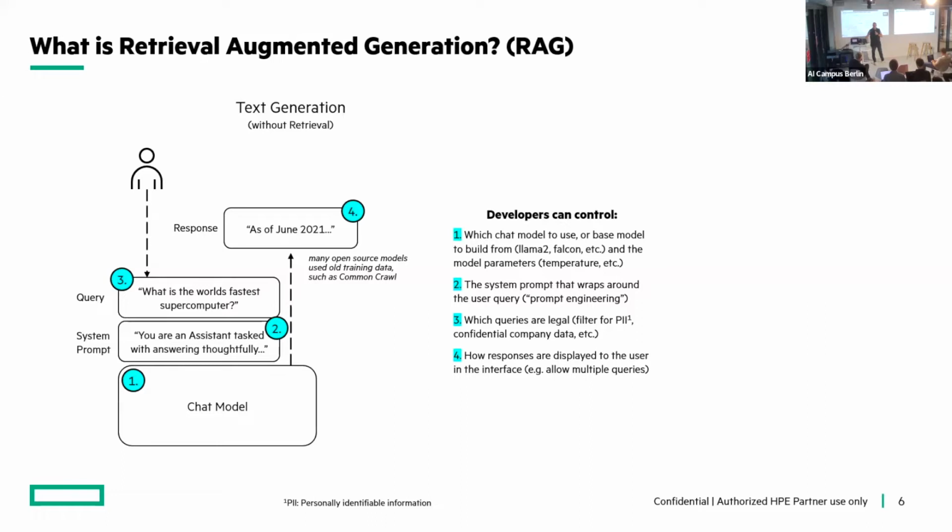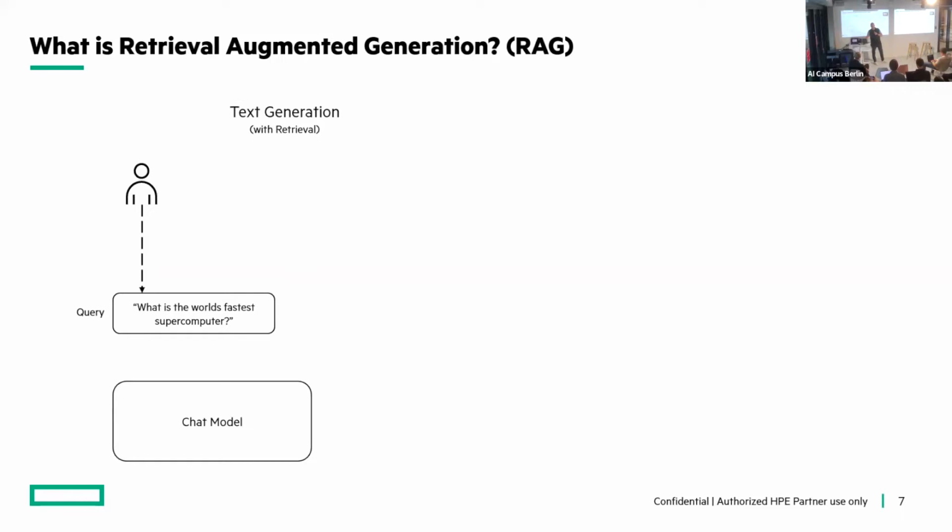And fourth is how the responses are displayed in the UI. If you have multiple queries, having the chat history too, and displaying a picture or the documentation link. So this is the first thing, if we're talking without retrieval. Now we're going to take the step further, because if you add the retrieval, there are a lot of things that are going to change.